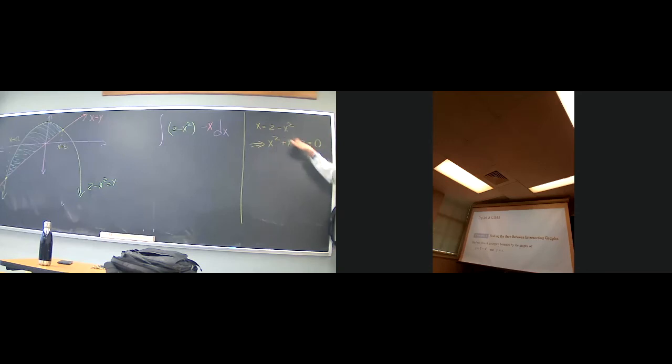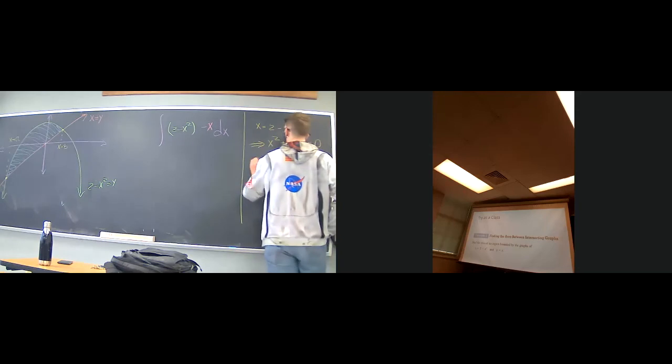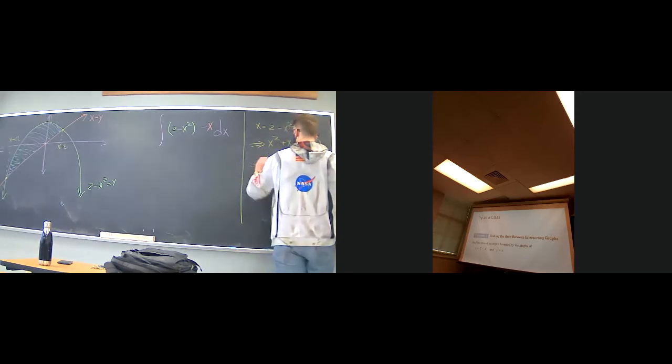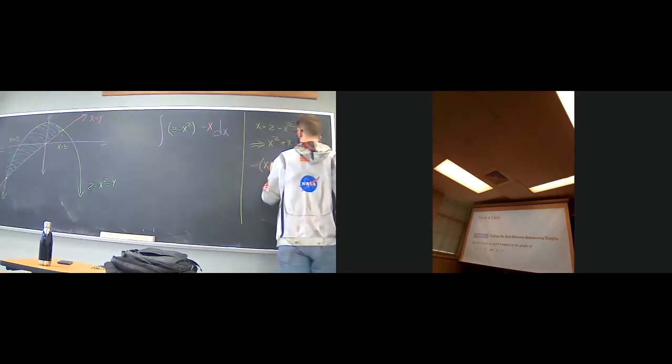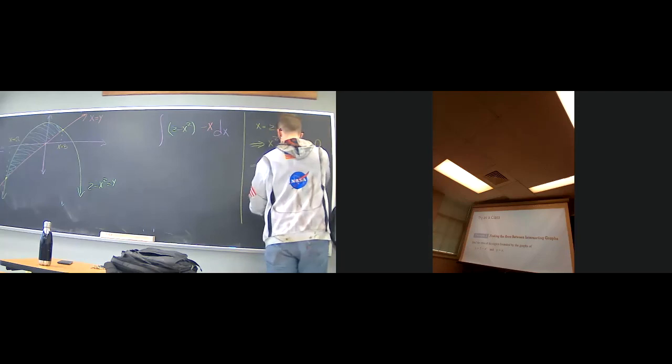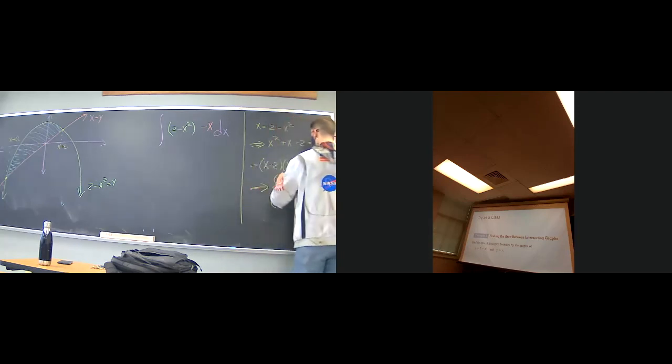Now this thing can be factored, right? It factors as x plus 2 times x minus 1. That quantity, the product of those two, is equal to 0. So looking at this, a is equal to -2, and b is equal to 1, right?